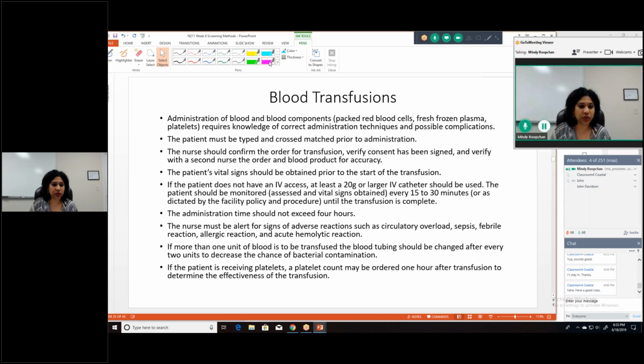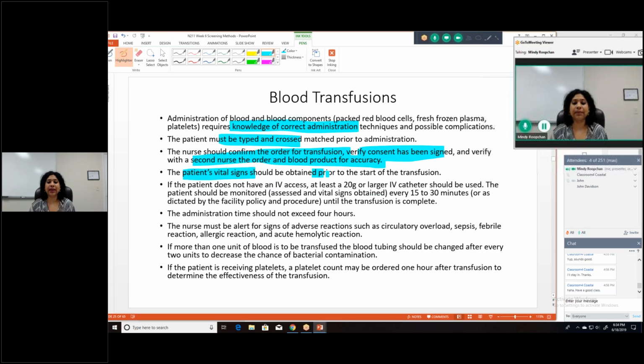For blood transfusions, administration of blood and blood products requires knowledge of correct administration techniques and possible complications. Patients are always typed and crossed before you give them the blood. The nurse should confirm the order for transfusion. Verify consent has been signed. You always verify with a second nurse about the order and the blood product for accuracy. Even if you've checked it, you still do a check with another RN.